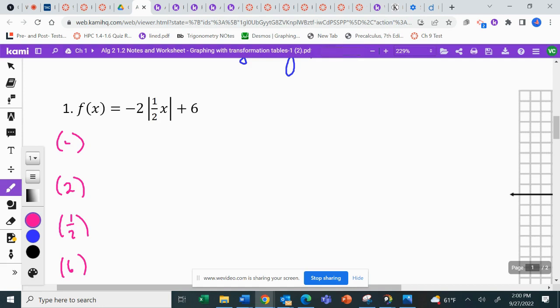The negative and the 2. Sorry, the negative and the 2. The negative and the 2, are they inside or outside? They're outside. So these are both going to be vertical. I'm not writing in the words because you should know that.